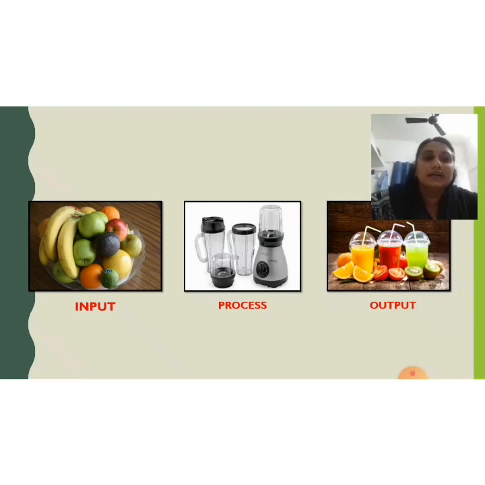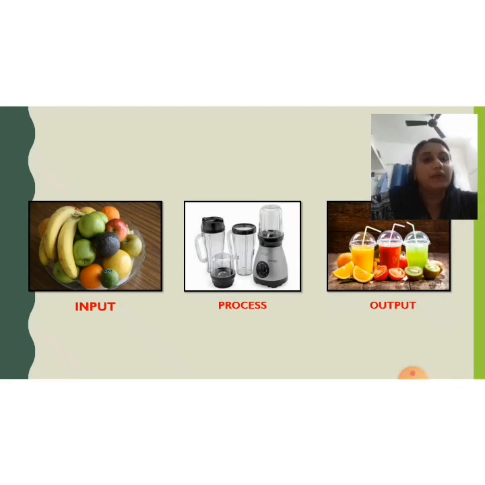the output as a juice. So here the full fruits are the input. The process is that by using the mixer grinder we are grinding it. And the last step is we are getting the juice. So that is output. So in this way only, our computer functions. We are giving the input and it is doing the process and then we are getting the output.